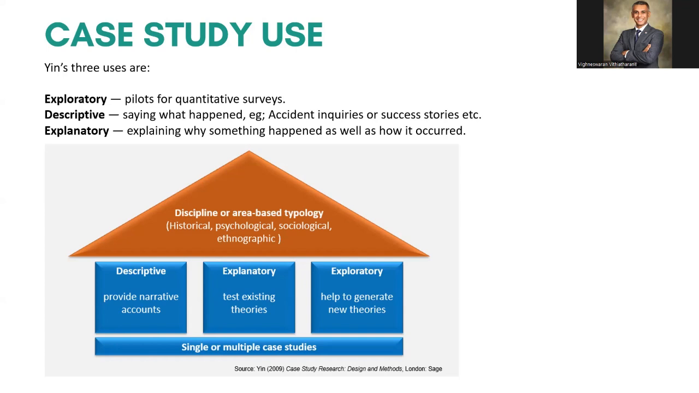Number two, descriptive. Descriptive case studies aim to provide a detailed account of a particular phenomenon. They often are used in accident inquiries or success stories. For example, a descriptive case study might detail the implementation and outcomes of a new health initiative by the government.